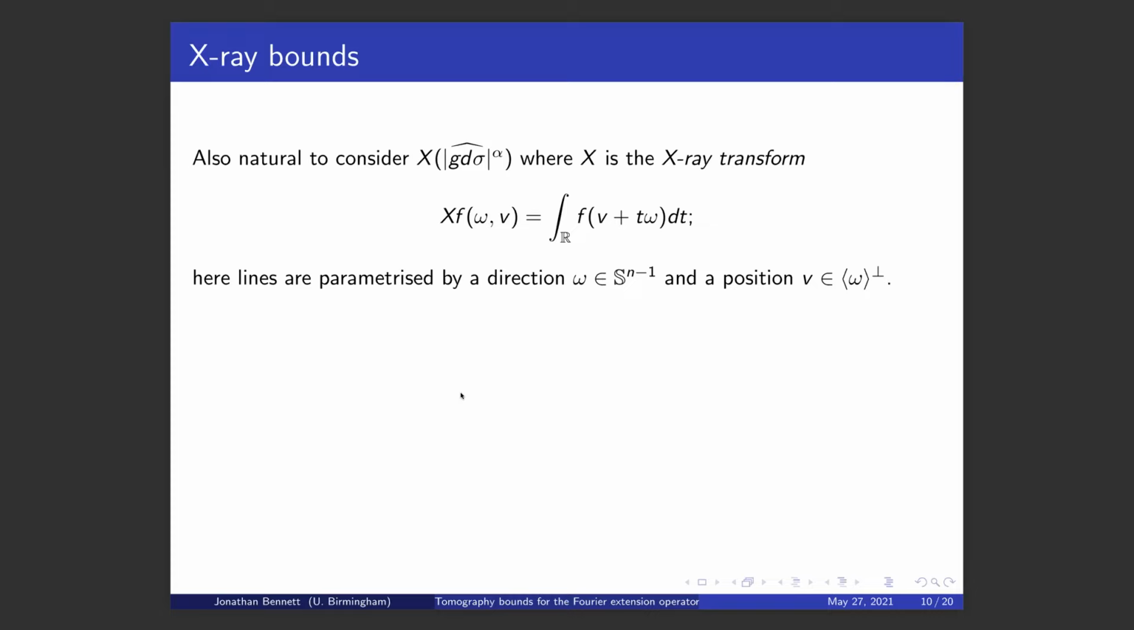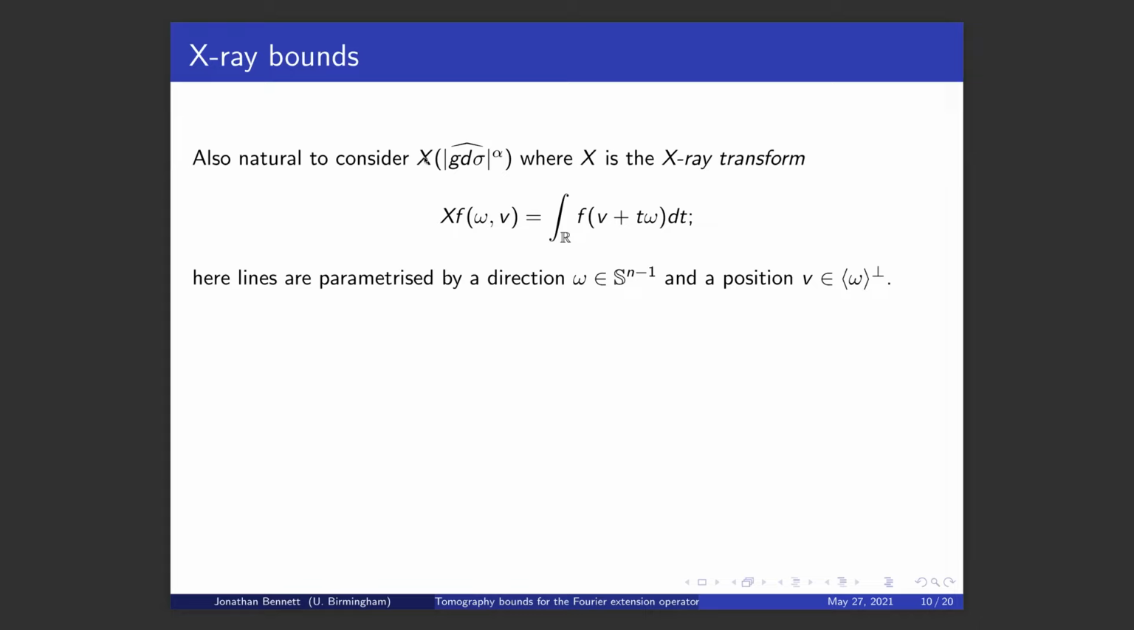Remember, we motivated L2 being critical in the context of hyperplanes, because indeed the example dσ hat decaying like |ξ| to the minus (n-1)/2 was critical for L2 integrability on hyperplanes, but it's no longer critical for L2 integrability on lines. Okay, so one might begin by thinking about how the X-ray transform acts on |g dσ hat| to the alpha for various alphas.